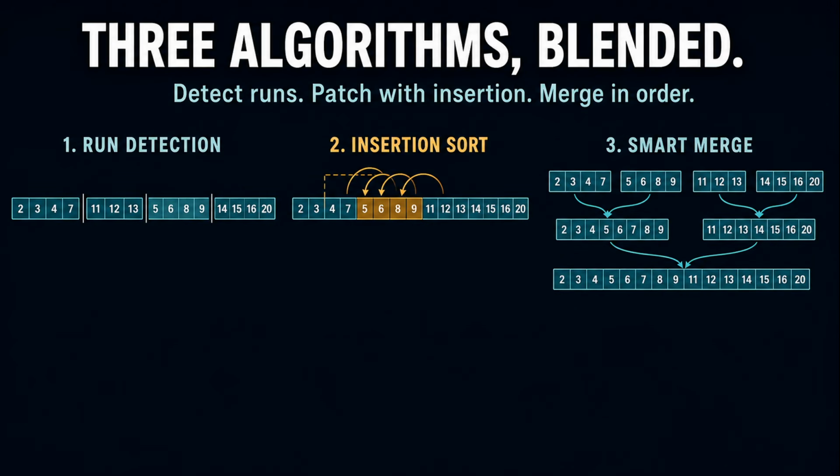It detects those runs, extends short ones using insertion sort, then merges them in a careful order that keeps the buffer small. So you get merge sort's worst case guarantee plus insertion sort speed on small segments. Plus, a smarter merge order that exploits structure already in the data. So calling .sort in Python is not running one algorithm. It is running three, blended for whatever the input looks like.